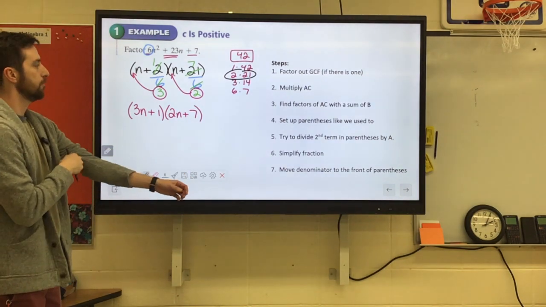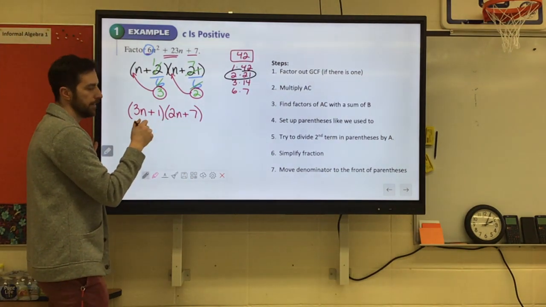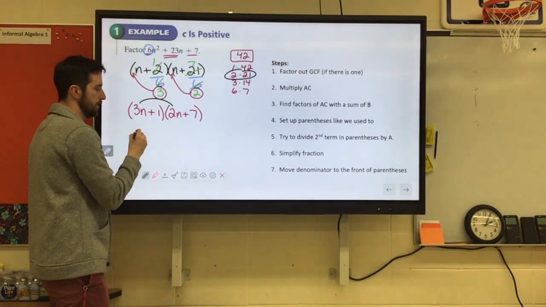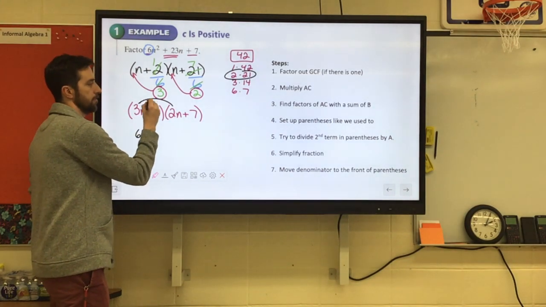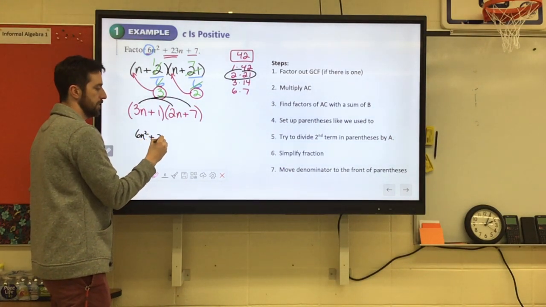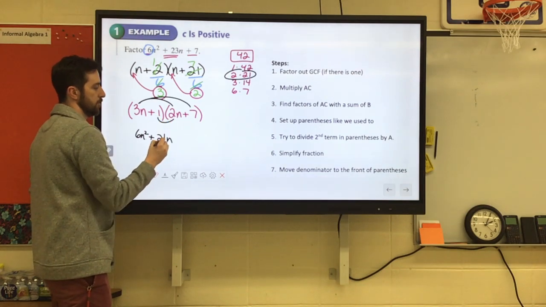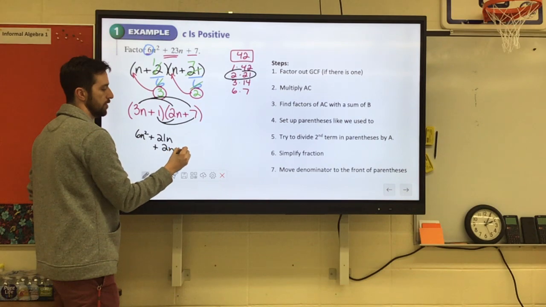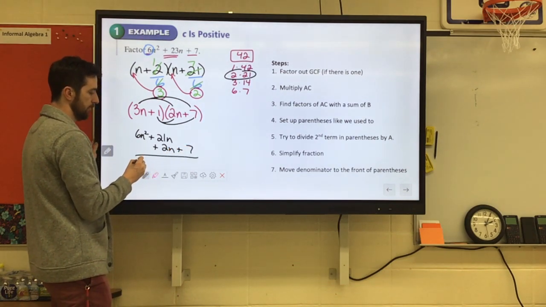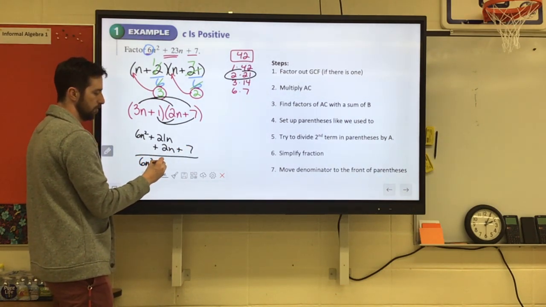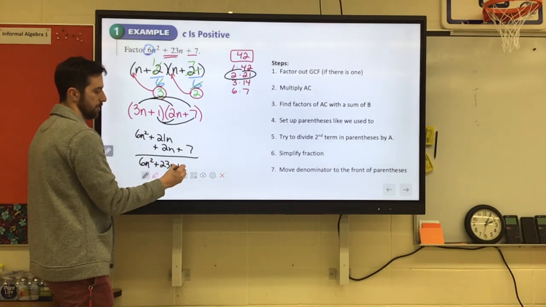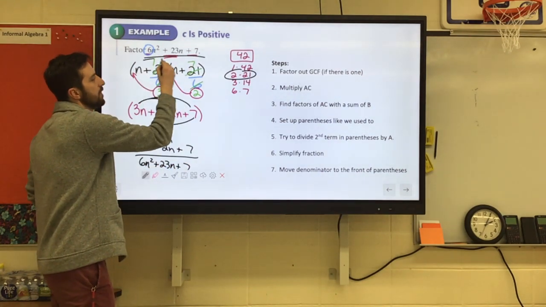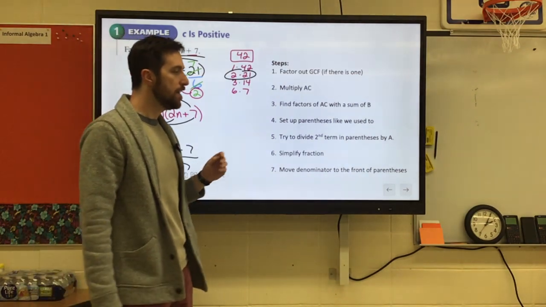Now, if you were to FOIL this out, this is our final answer, by the way. 3n times 2n, 6n squared. 3n times 7 is 21n. 1 times 2n is 2n, and 1 times 7 is 7. This would give us 6n squared plus 23n plus 7. OMG, that's what we started with.